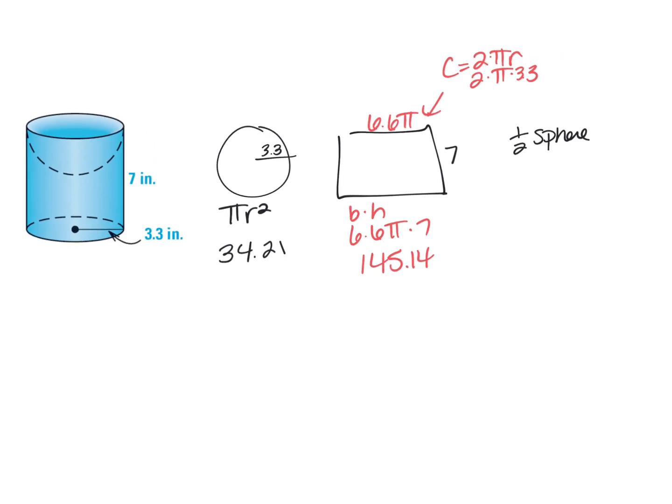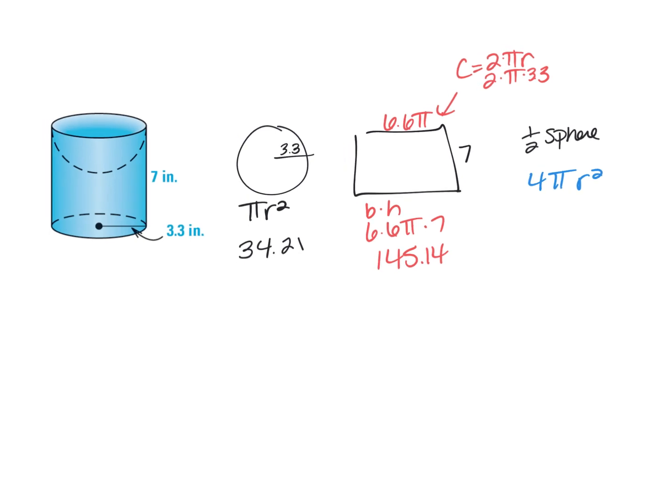All right, so now we're ready for the half sphere. So we've got our formula, 4 pi r squared. So 4 times pi times 3.3 squared. Let's type it in the calculator. 4 pi 3.3 squared gives you 136.85. But don't forget, you need to take half of it for this part. So divide that by 2 or times it by 1/2, however you like to think of it. And you should get 68.43.